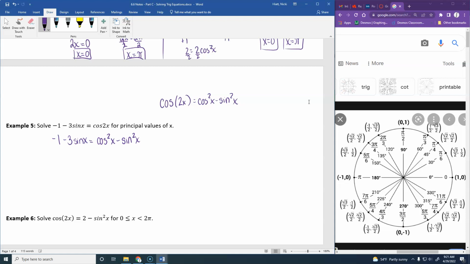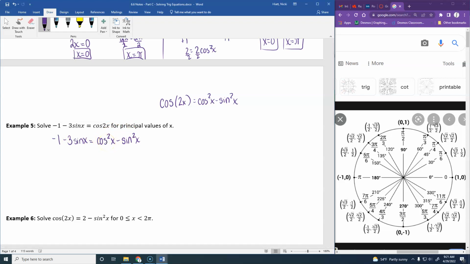All right, Connor, have you got any ideas on what we should do next? We are going to need to move everything to one side and factor. Is it going to work well with a sine and a cosine? So should we change the cosine? All right, let's change the cosine. We know we want to change the cosine because over here we got just a single sine. It's not squared, so we can't change it to cosine. But this we can change to sine.